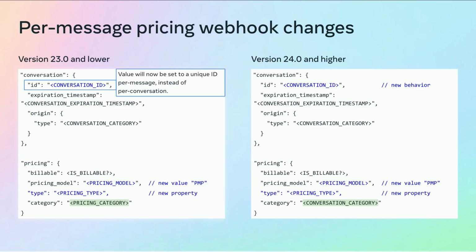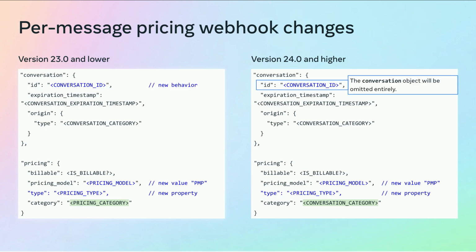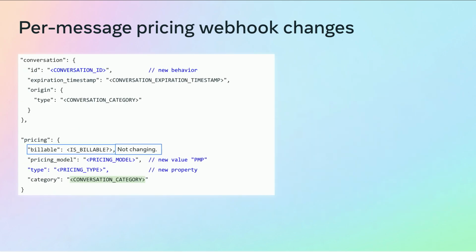For the conversation ID, we'll have a new behavior, and to point the difference between the versions is that for version 23 and lower, value will now be set to a unique ID per message instead of per conversation, unless the webhooks for a free entry point conversation, in which case the value will be unique for free entry point conversation. For version 24 and higher, the conversation object will be omitted entirely, unless the webhooks for a free entry point conversation, in which case the value will be unique per free entry point conversation.